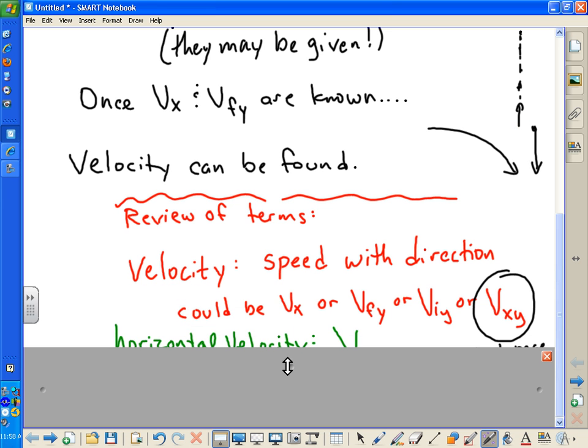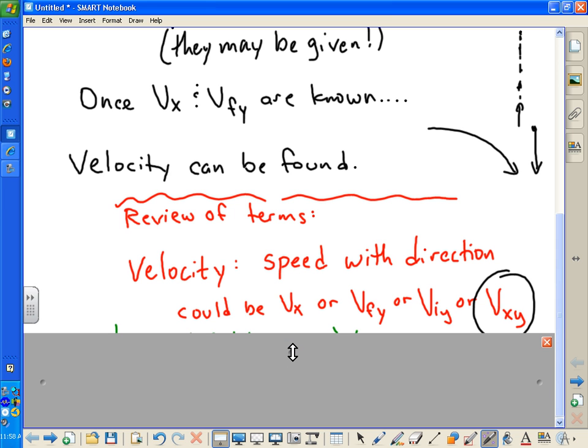What we want to caution you then is, if we ask you for velocity, that could be Vx, it could be Vfy, it could be Viy, or it could be Vxy. It depends on the direction the object is moving. You've got to just use some reason and look at the trajectory and say, which way is this thing going, before you choose what you're going to go solve for.